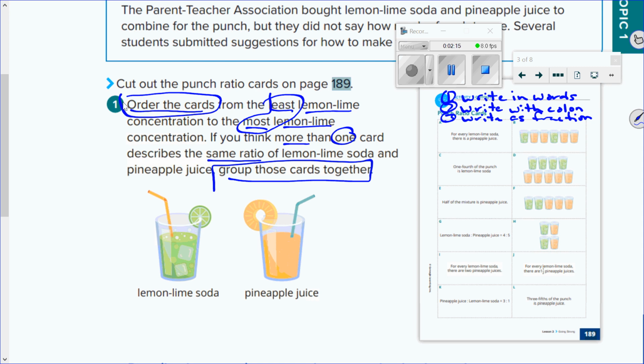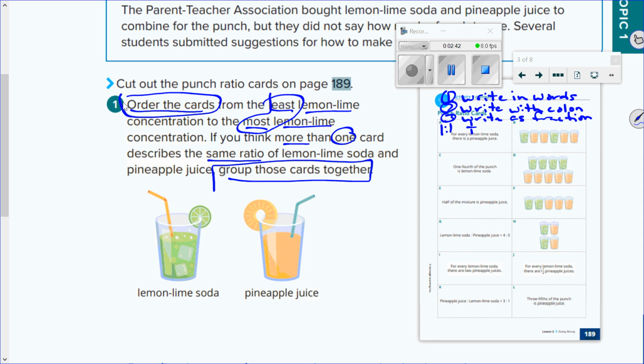They've already done number one. They did it in words. To write it with a colon, 1 to 1. To write it as a fraction, whatever number comes first goes on top. Whatever number comes second goes on bottom. Simplify, but because these are ratios, we're always going to keep two numbers because a ratio has to have two numbers to compare. Does that make sense? So I won't simplify that any further to 1.